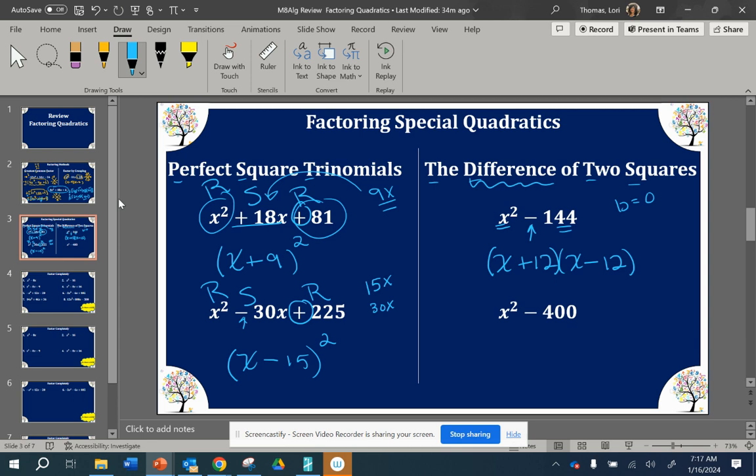Here we have a perfect square, we have no linear value, and we have subtraction. So we are going to take the square root of the quadratic. We're going to take the square root of the c value, and one is positive and one is minus.